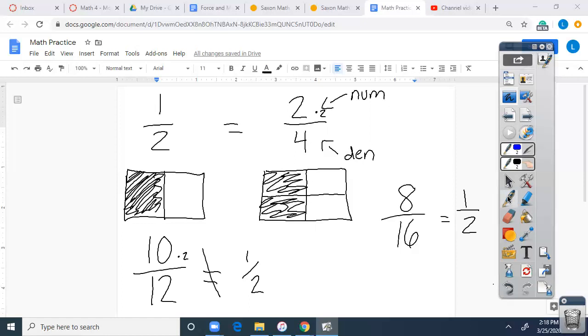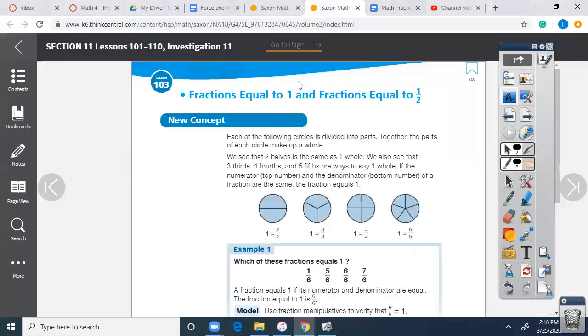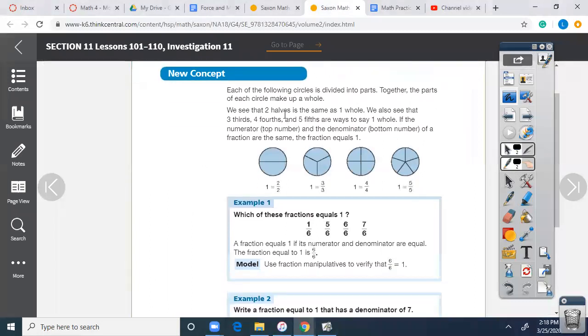Now we're going to go to the lesson practice, or the examples in the textbook. So if you have your book in front of you, we are going to do example number 1 on page 718.